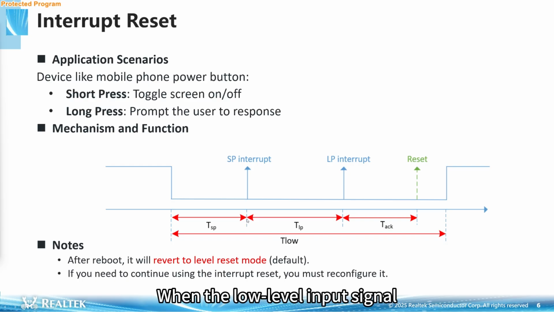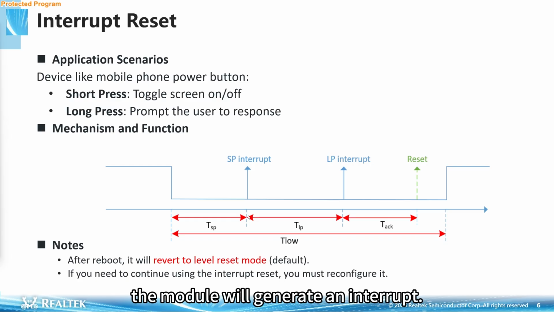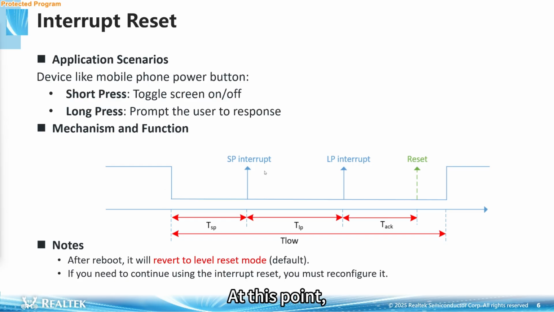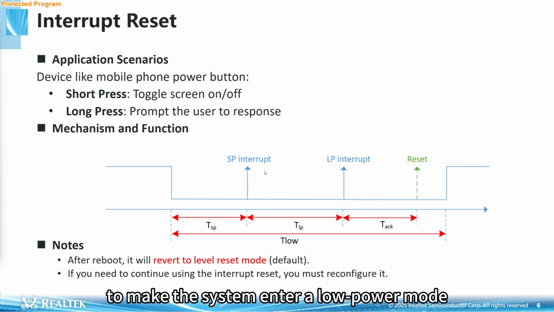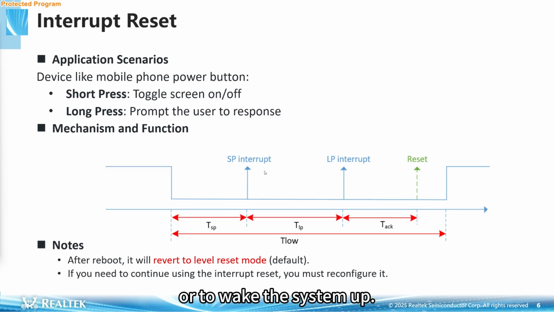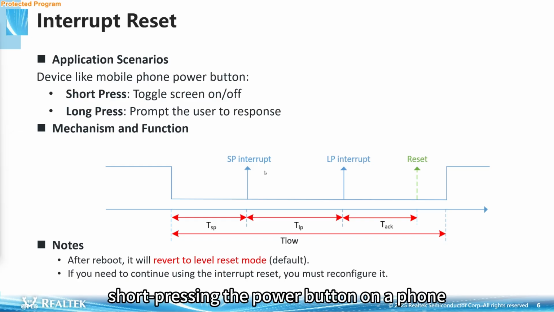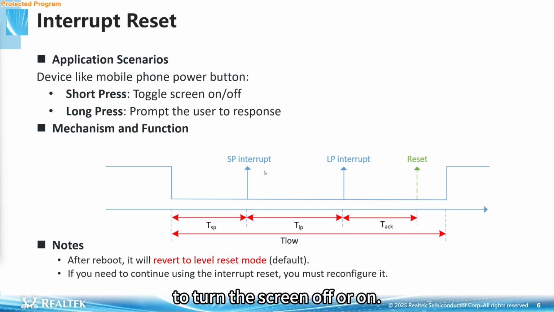When the low-level input signal reaches the SP threshold, the module will generate an interrupt. At this point, we can use this SP interrupt to make the system enter a low power mode, or to wake the system up. This is similar to short pressing the power button on a phone to turn the screen off or on.